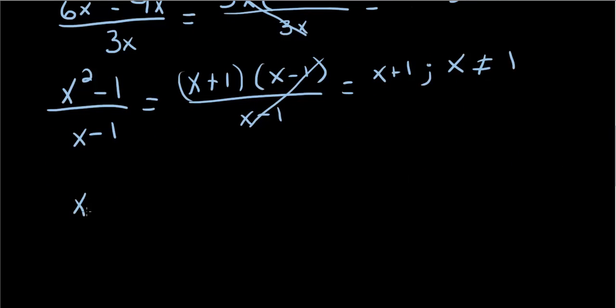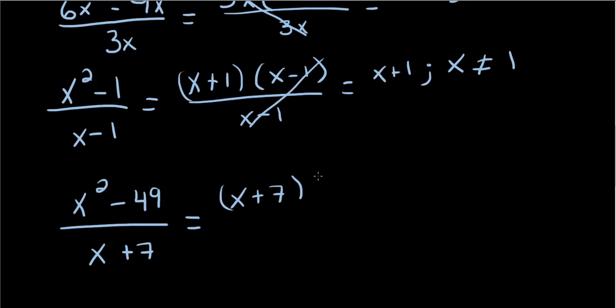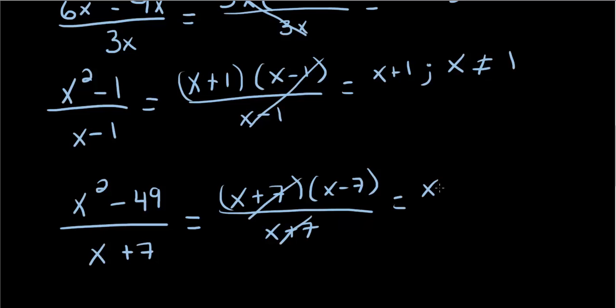Let's try another one. For this one, I recommend that you pause the video so you can work on it on your own, and then unpause it so you can verify your answer. So it's x squared minus 49 over x plus 7. We factor this as x plus 7 times x minus 7 over x plus 7. So the x plus 7 cancels out. The answer is x minus 7, and x cannot be negative 7.